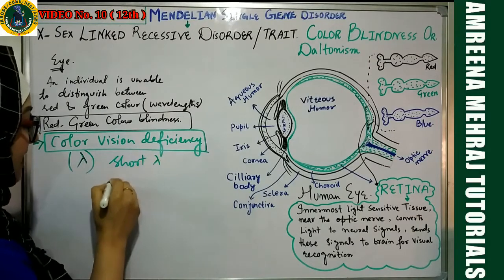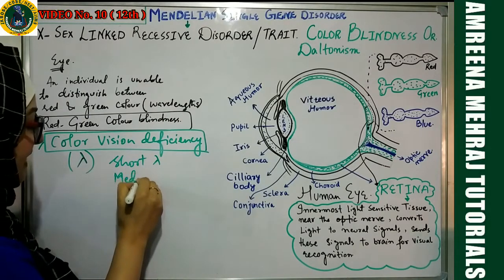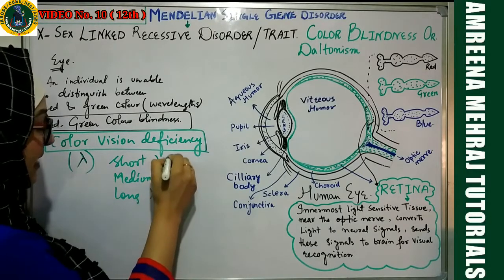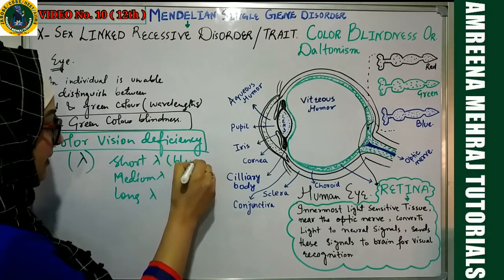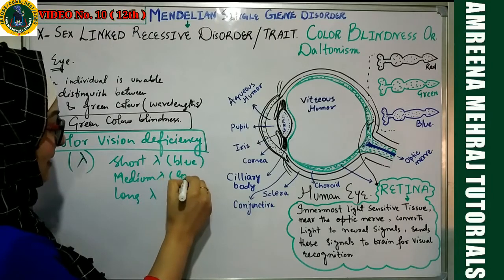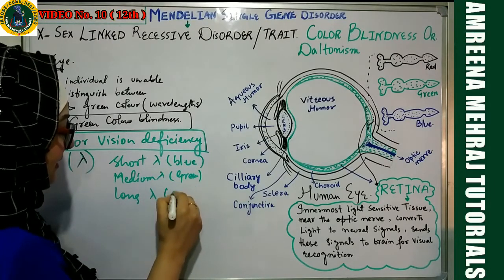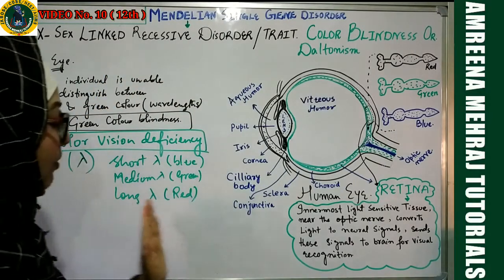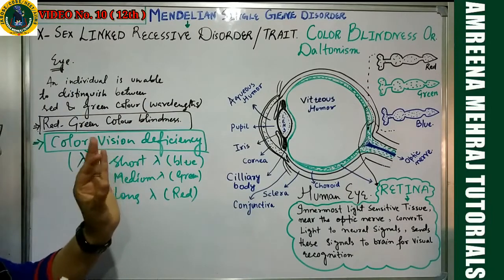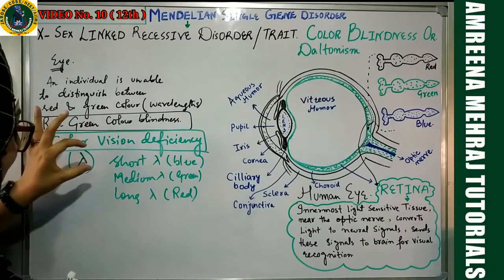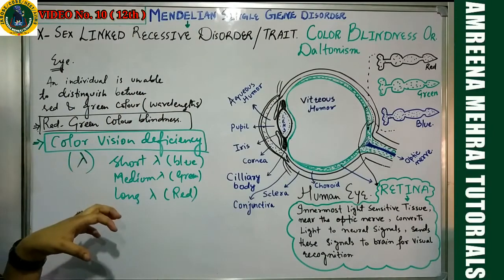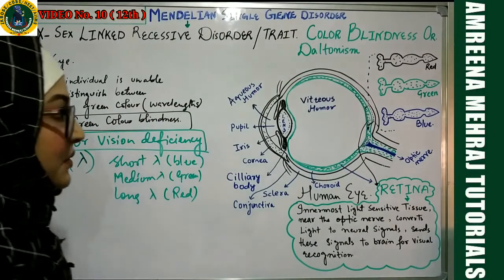Where is the defect? Because we have the short wavelengths, we have the medium wavelengths, and we have the long wavelengths. Okay, say for example, the blue ones, the green ones, and the red ones. These individuals who have this particular defect are not able to visualize all the wavelengths. Although they can visualize certain ones, if somebody has a defect in the blue range, he can visualize the other ranges. Now, where is the defect? That's very, very interesting.